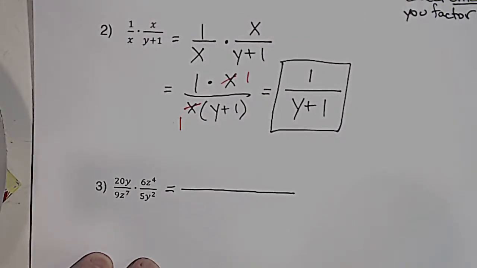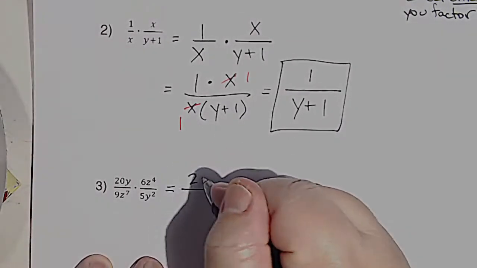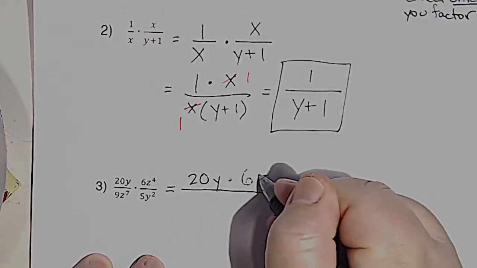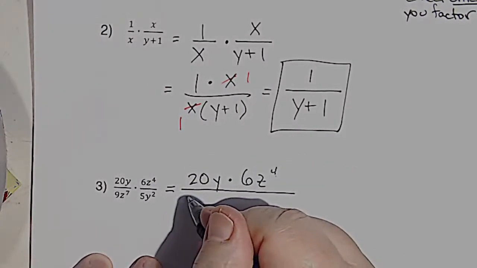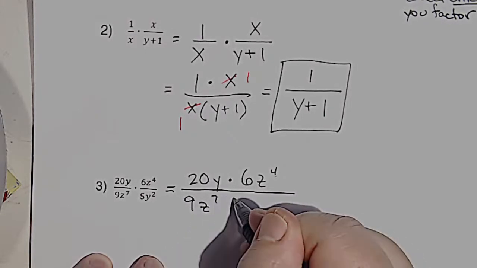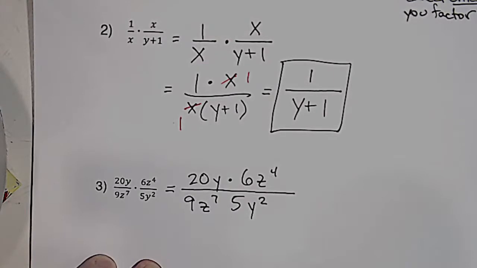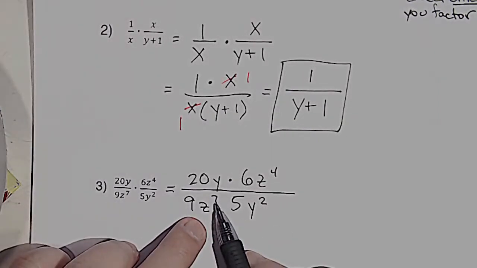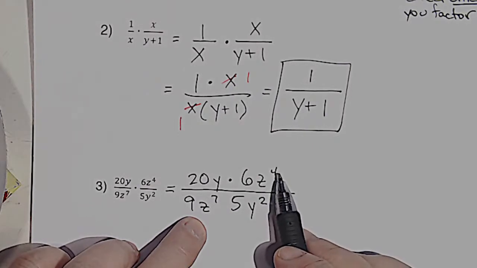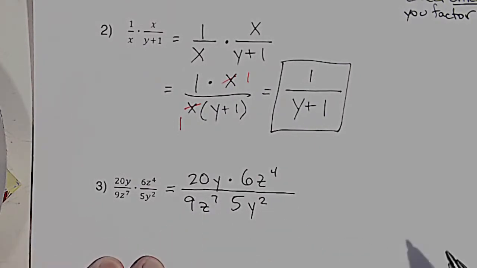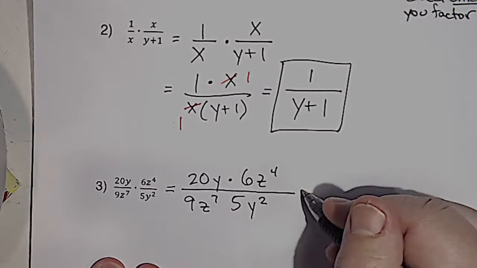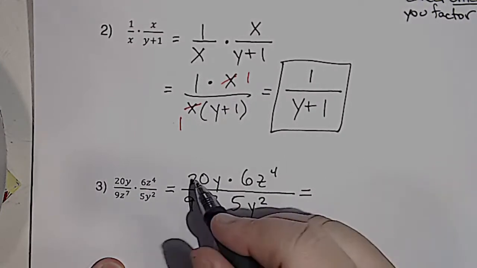Now with this one, there's a lot going on. I've got 20y. I've got 6z to the 4th. I've got 9z to the 7th and 5y squared. So you've got some options. One option is you can use all the formulas that I gave you when we were doing the exponent chapter, where you could do z to the 7th minus the 4 if you move the 4. The other possibility, and this really is up to you, is you can factor everything.